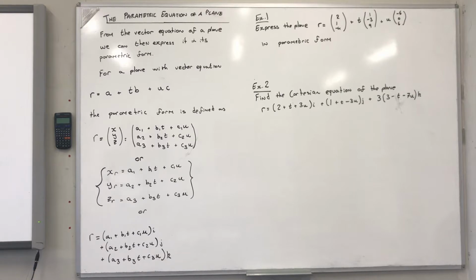What I'm going to do is show you how to convert the vector equation of a plane into its parametric form. I think maybe in the video those equations are a bit small to see, but r equals 2, 1, negative 4, plus t (1, negative 3, 9), plus u (negative 6, 0, 6), and I'm going to express that in parametric form.